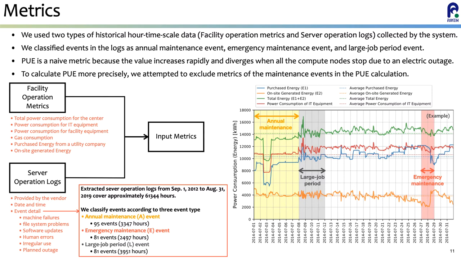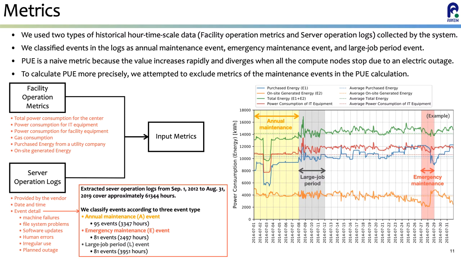Meanwhile, the vendor company submits monthly reports compiled from various types of daily events. For example, machine failures, file system problems, plant outages, and various maintenance events. The server operation logs were extracted from the reports. Each event record includes a date and time pair, indicating the beginning and end of the event, as well as details about the event. In this study, we classified the events in the logs as annual maintenance event, emergency maintenance event, and large job period event.